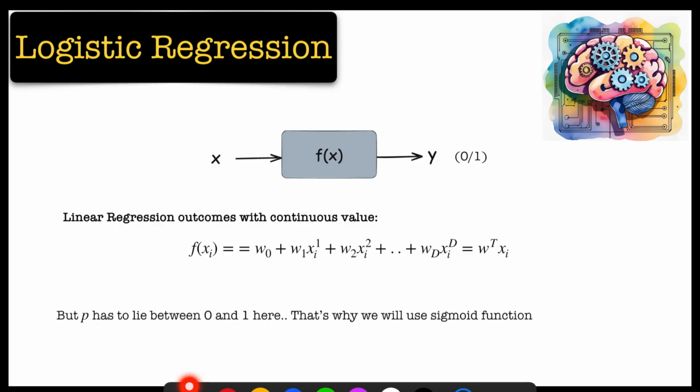So what we'll do is convert this continuous value into some value that is between 0 and 1. P has to lie between 0 and 1 here. That's why we'll use the sigmoid function. We'll see now how sigmoid works here. We will apply this sigmoid function on this output, W transpose xi. So this is basically probability P will be sigmoid of W transpose xi.